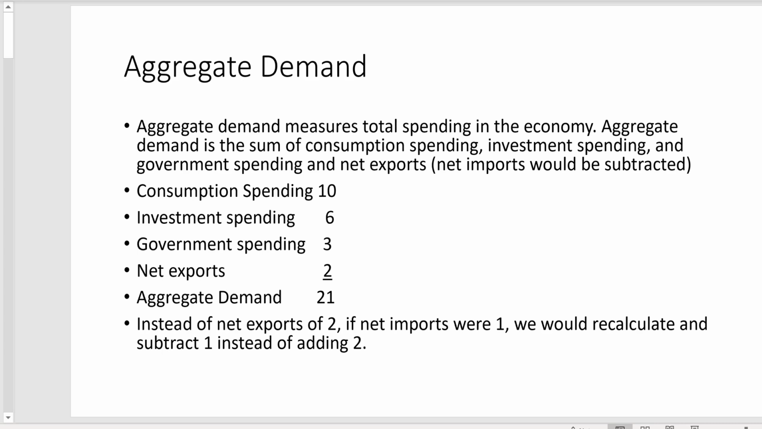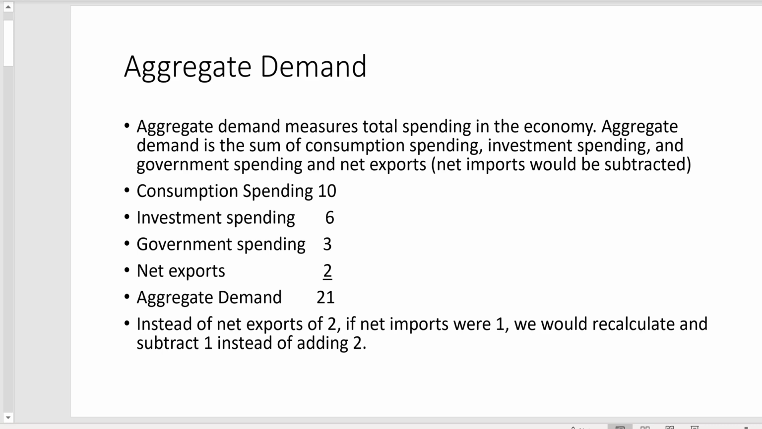Aggregate demand measures total spending in the economy. Aggregate demand is the sum of consumption spending, which is consumer spending, investment spending, which is business spending, and government spending. And tack on to that net exports, which means exports minus imports.